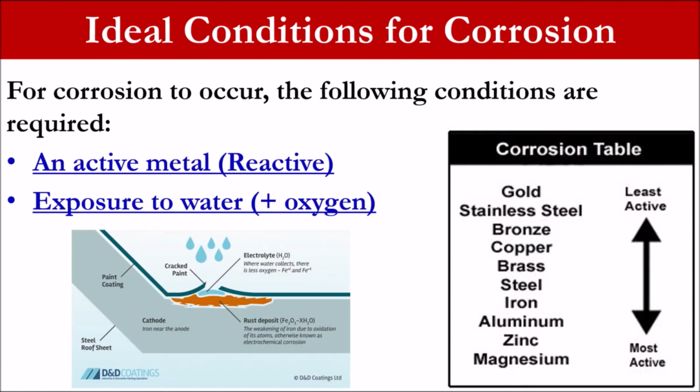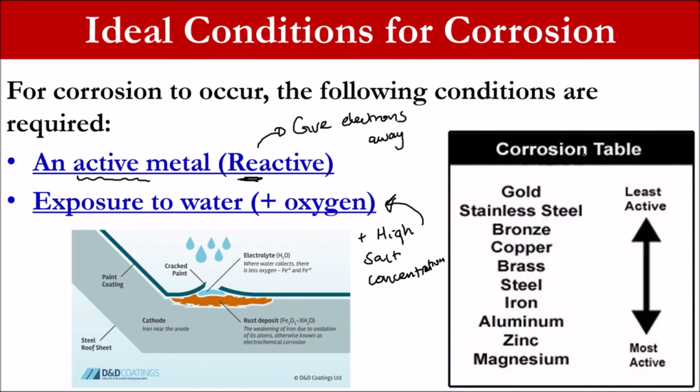Okay, so let's have a look at the ideal conditions for corrosion. In order for corrosion to occur, we already said that you need water exposure and oxygen, and as we said before, we also want a high salt concentration in that water as well. So that's like an additional component. Another thing we want is an active or reactive metal, so a metal that is readily able to give electrons away.